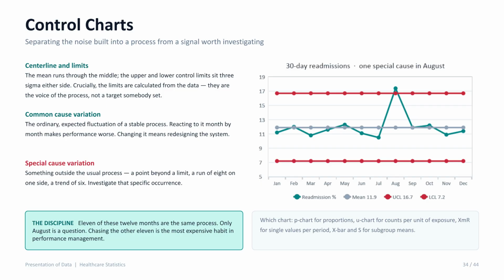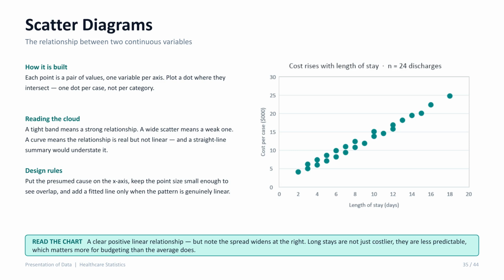Scatter diagrams help visualize the relationship between two continuous variables. Each point represents a paired observation. A tighter cluster of points indicates a stronger relationship, while a curve suggests a nonlinear one. Remember to put the presumed cause on the x-axis for easier interpretation.